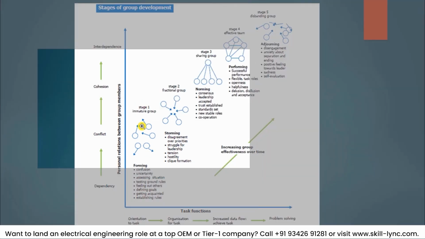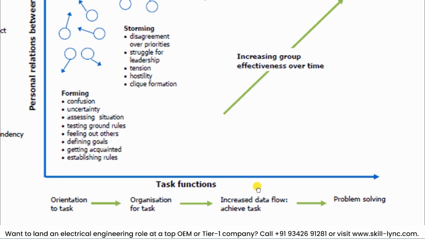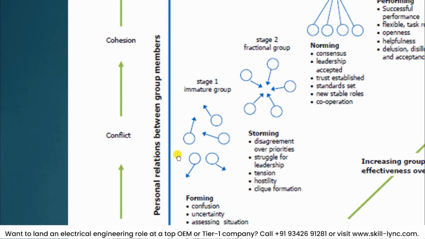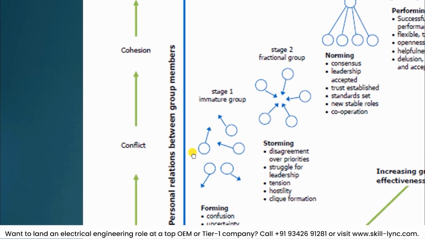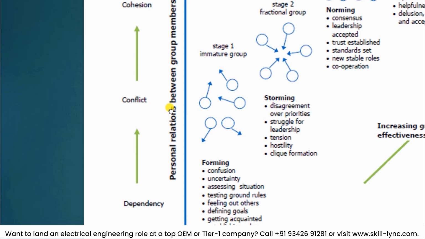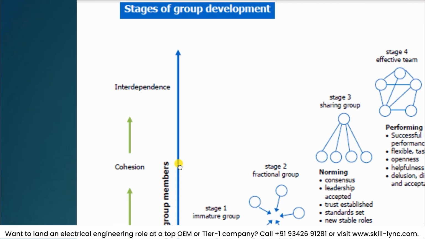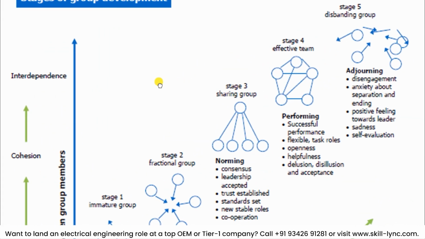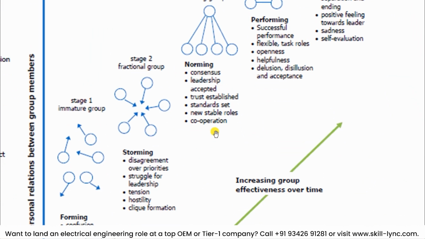So we have two axes here. On the x-axis you have the functions wherein you get oriented to the task and then move to a stage where you go into effective problem solving. Whereas on the y-axis you have the personal relationship between the group managers and group members and how it goes through various stages and finally to the output. This is Tuckman's model of the various stages of team development.